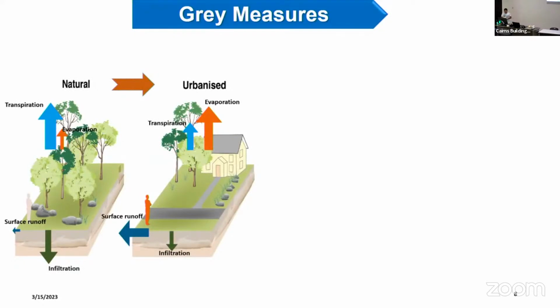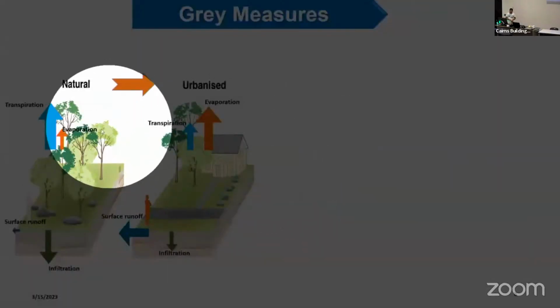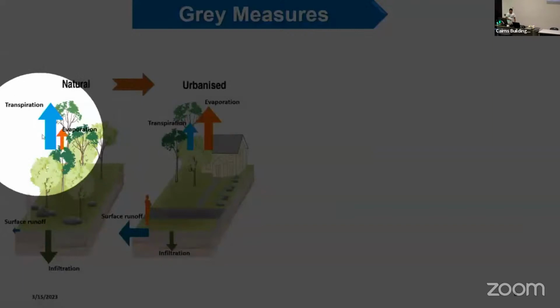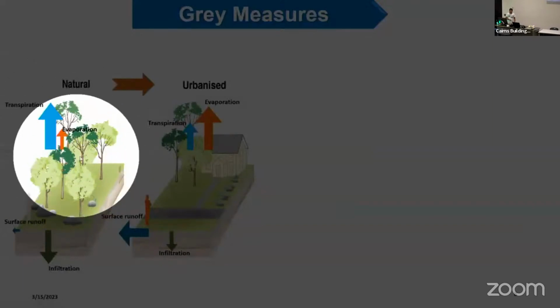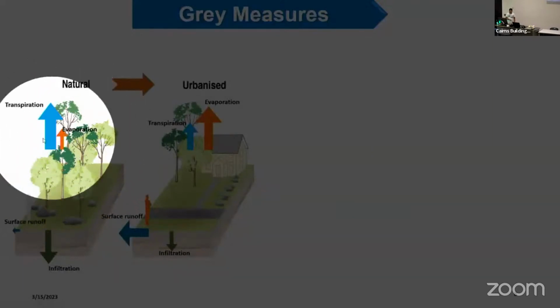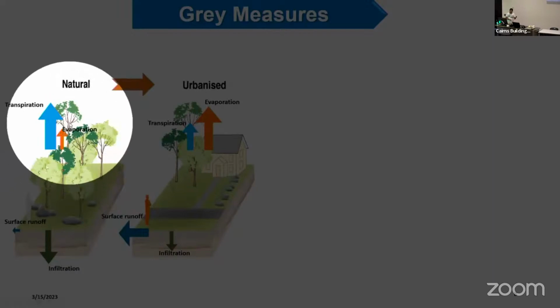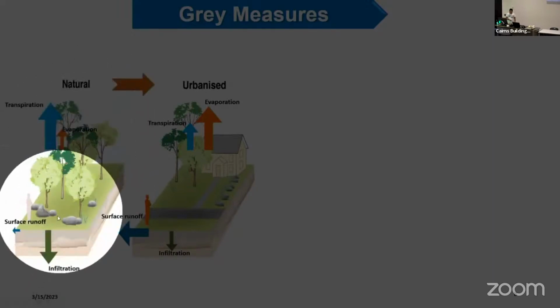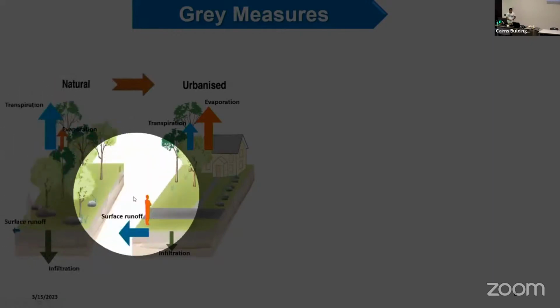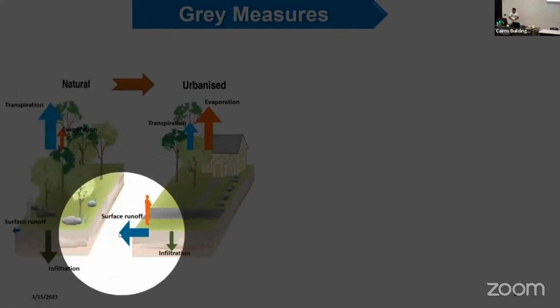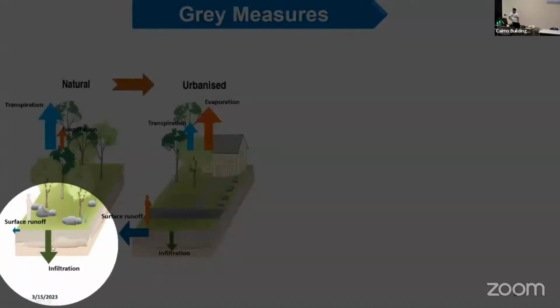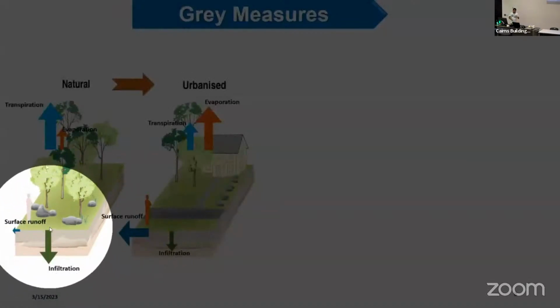When we see this picture on the left-hand side, we can see our natural land surface, where there is transpiration from the plants and evaporation from the ground. When there is precipitation, we can see much higher infiltration values, and the surface runoff is quite low.